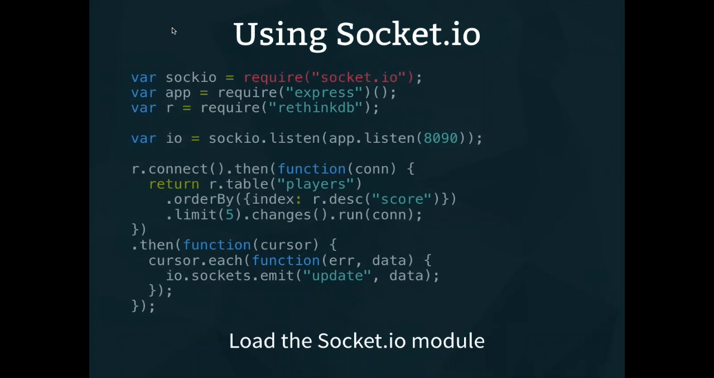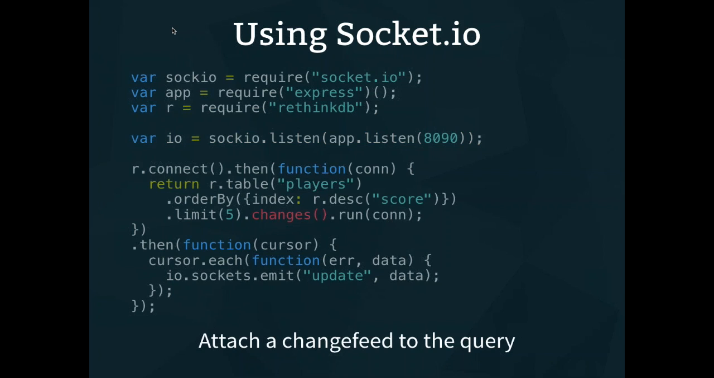You're going to load the Socket.io module, and you're going to instantiate the Socket.io server. You're going to wrap it around your Express or Koa instance that's listening on a port. All right, and then you're going to create this connection to the database and perform your query. Then you're going to attach a change feed to that query. So here we have .changes. In this example, it's taking the players table, it's sorting by score, it's taking the first 5. And so we've got a leaderboard with the top 5 players. And every time that changes, it'll do its thing here.